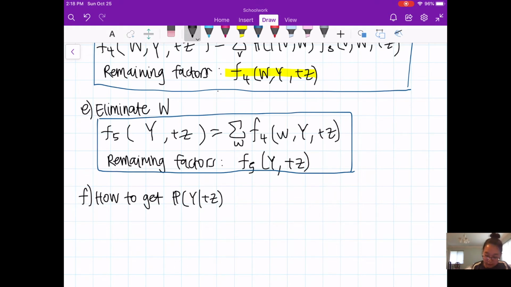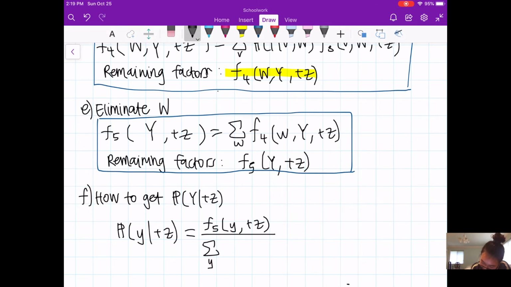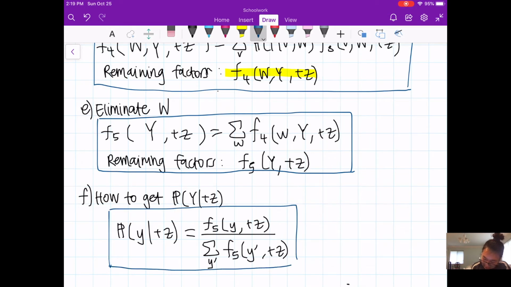So what that equates to is the probability of any specific Y given positive Z will be equal to the joint probability for that specific Y. So we can use the F5 vector, and then over positive Z, over the joint probabilities for all the different Y's. So we have another summation, and then we can just call this Y prime, F5 of Y prime, and then positive Z. So you will need this renormalization aspect in order to actually get the conditional probability, because right now we just have the joint probability.